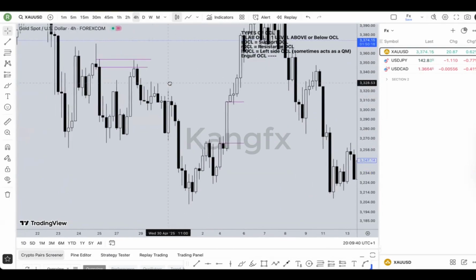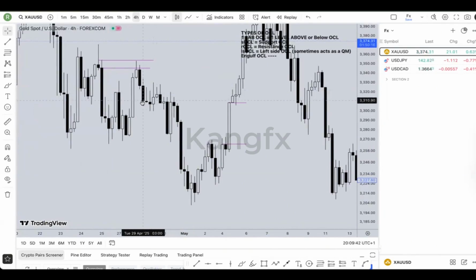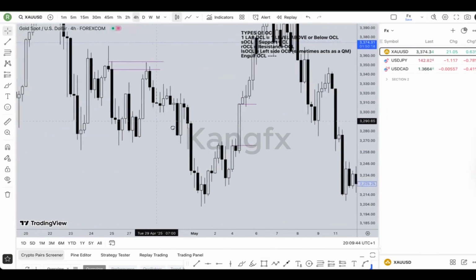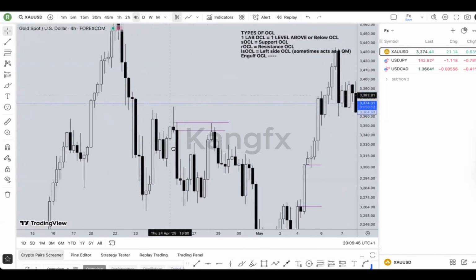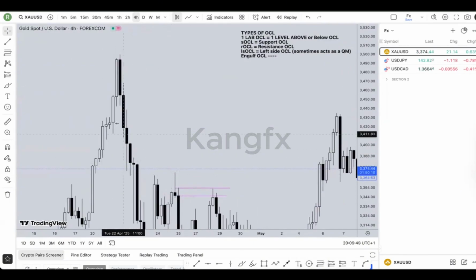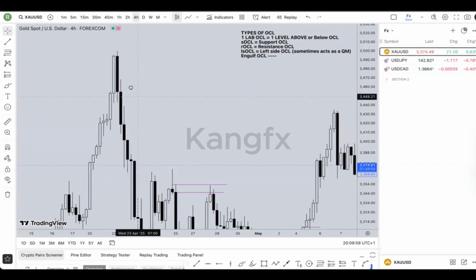So check another OCL. Is this one lap OCL? No, because one level below or one level above this OCL, if I go up, is a support. So this does not qualify as one lap OCL.